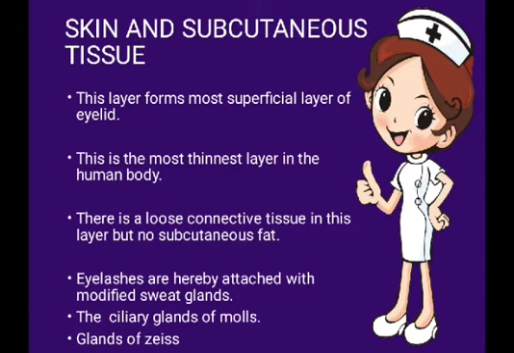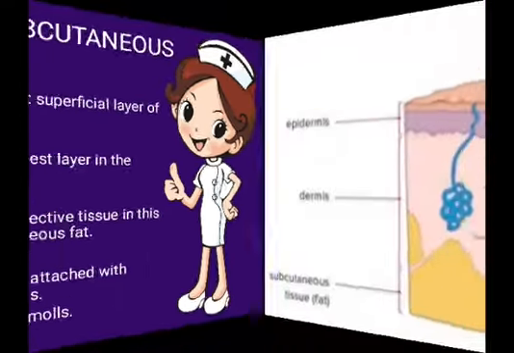Eyelashes are present, which are attached to modified sweat glands. The two types of sweat glands are the ciliary glands of Moll and the glands of Zeis. Let's go through once.